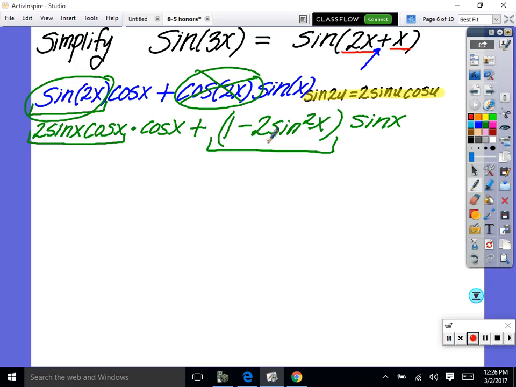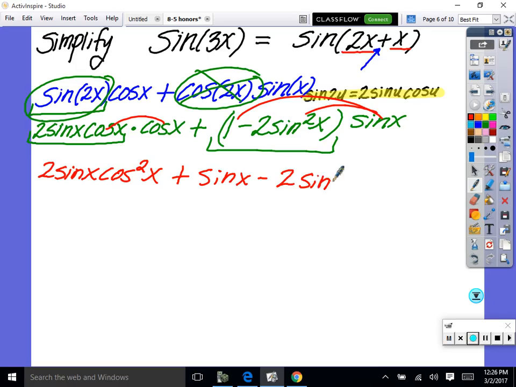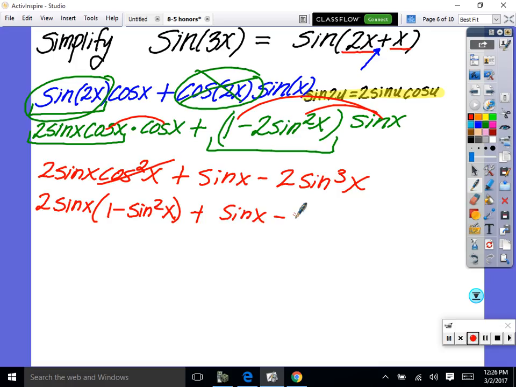This is equal. So now we would distribute sine through. So what we're looking at is 2 sine of x cosine squared x, cosine times cosine, plus sine of x minus 2 sine cubed x. Very good, Dylan. So now let's combine like terms. What's cosine squared x equivalent to? We want it all in terms of sine. So we're going 2 sine of x times, instead of that, 1 minus sine squared x, plus sine of x minus 2 sine cubed x. We changed cosine in terms of sine, so we wanted it all in terms of sine.